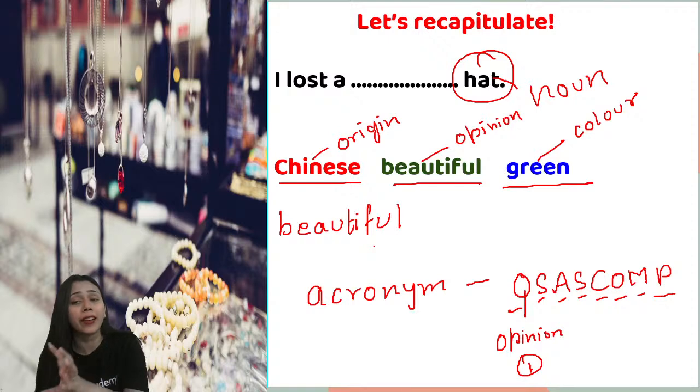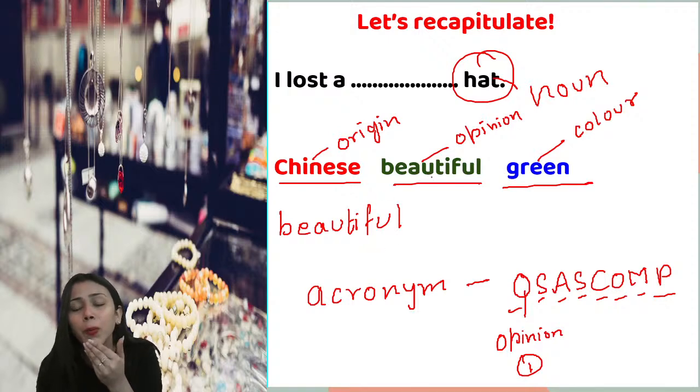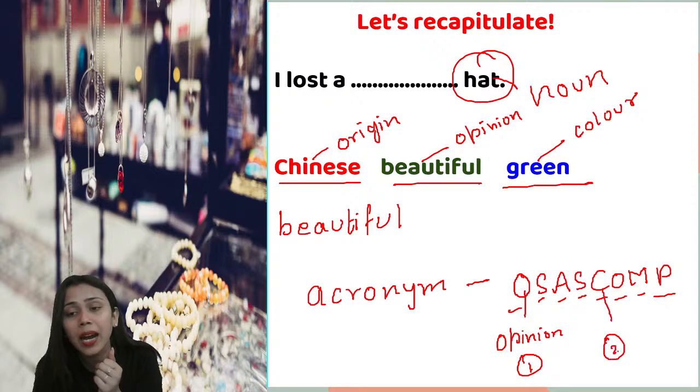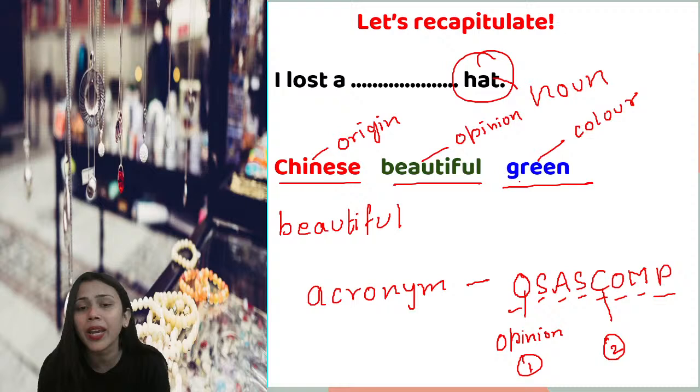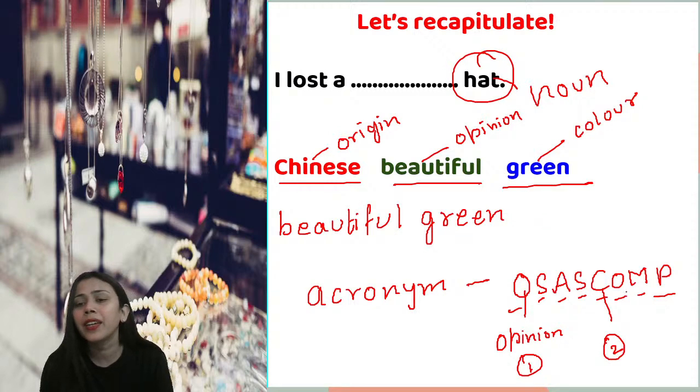That you have to check there, the acronym ke basis pe. So here after opinion, what comes? After opinion, size, age, shape, color. Then comes color. तो ये आपका नंबर 2 पे आ जाएगा. कलर जो है आपका नंबर 2 में आएगा. ब्यूटीफुल. ग्रीन, green will be here, and then after green we can use this O for origin. ये आपका थर्ड पे आ गया.